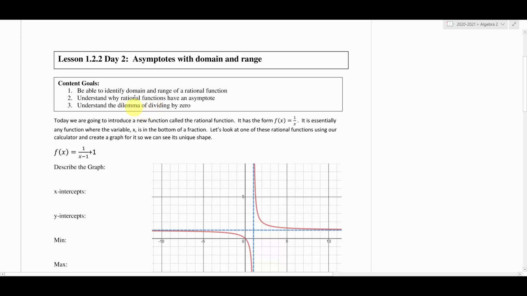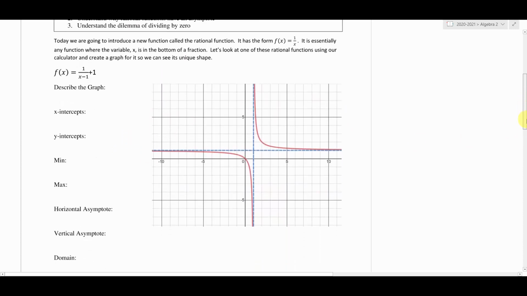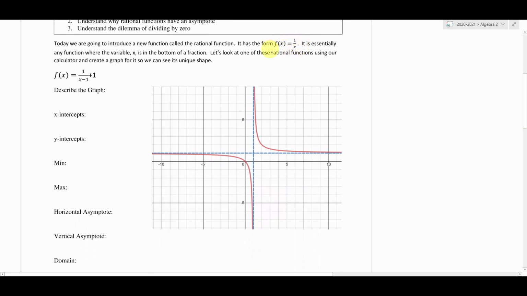by 0. All right, so like I said yesterday, we introduced a new function called the rational function. It typically operates in this form, and it's any function that has the x in the bottom of a fraction, right? If it has the variable in the bottom, like the one we're going to be dealing with today, so it might not look exactly like 1 over x, it might look more like this, where the x is in the bottom with some other stuff, and that's okay too. All right, this is still a rational function.